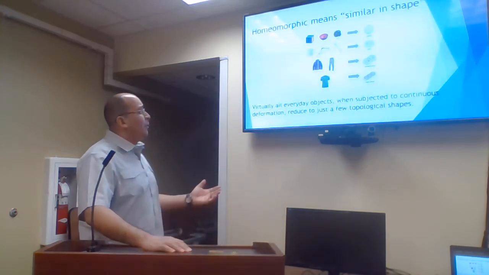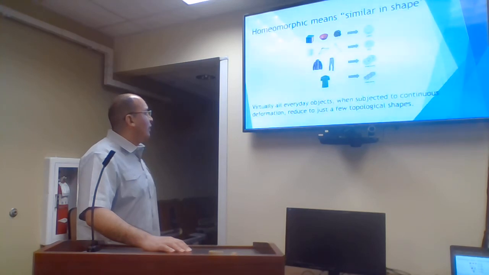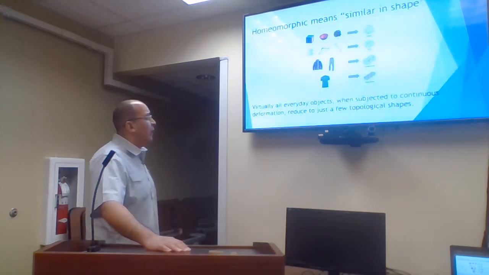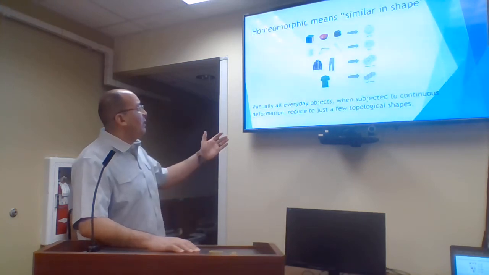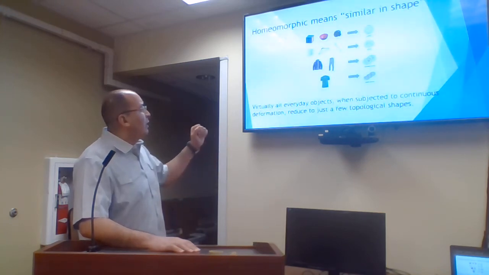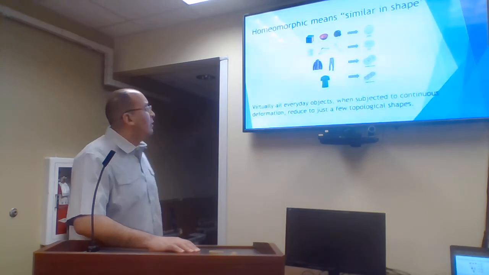Homeomorphic means similar shape. Virtually all everyday objects, when subjected to continuous deformation, reduce to just a few topological shapes. As you can see, these examples of plates, trees, cubes, pants, shirts.